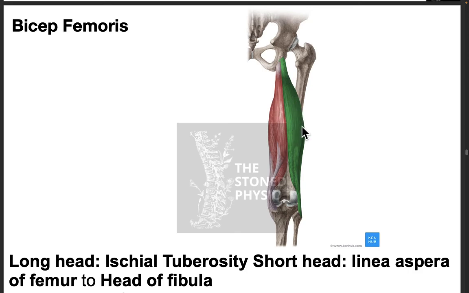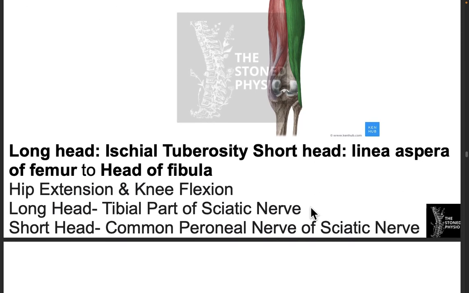If we remove this superficial part of the biceps femoris, we will see another head of the biceps femoris that is attached on the linea aspera of the femur. The long head and the short head of the biceps femoris insert into the head of the fibula. Okay, all these are clear so far.